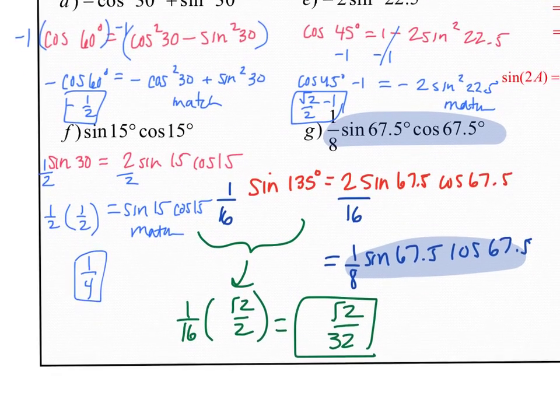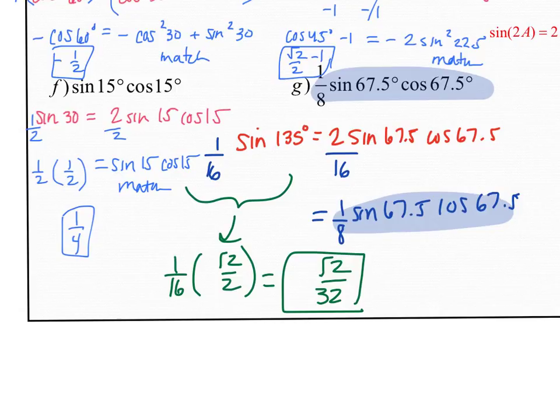And then last but not least, this one some of us did in class the other day. We take a look at our formula. It looks like the sine double angle formula, which I have written in red. However, it's not a match the way that we see it. We have to divide it by 16. Once we divide by 16, we have a match on the right. Therefore, we can go ahead and solve on the left. And that's what we see here in green with 1/16 times root 2 over 2.